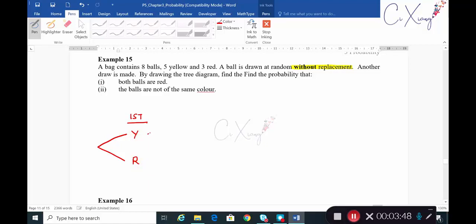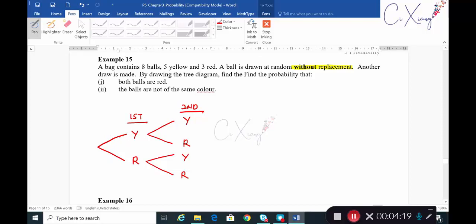After you take out the first ball, you need to list out the possible outcomes for the second ball that you draw. For the second ball, you might also have yellow or red, yellow and red. We stop our tree diagram here because we only draw 2 balls. The next step is more important: you need to put in all the probabilities on the branches.